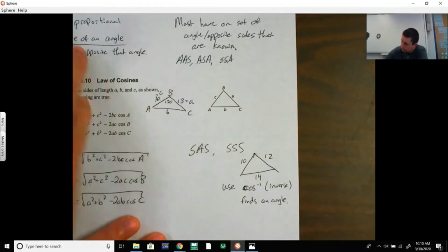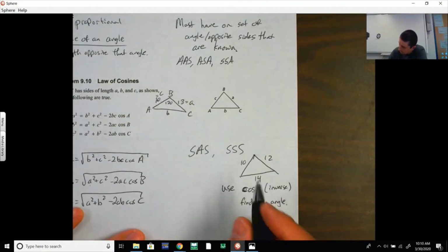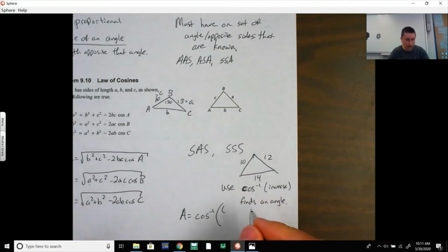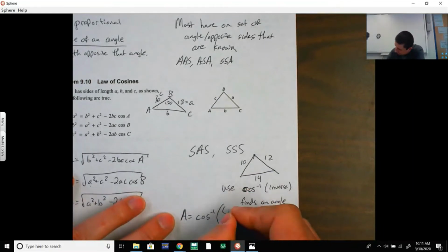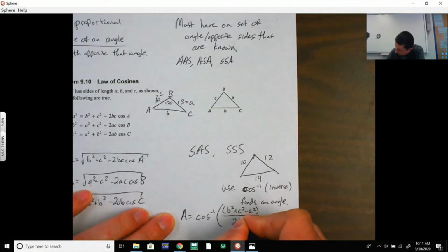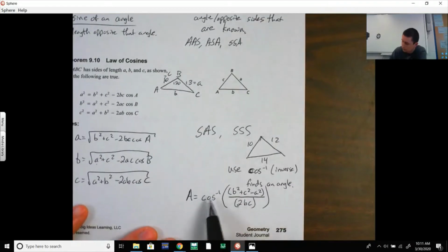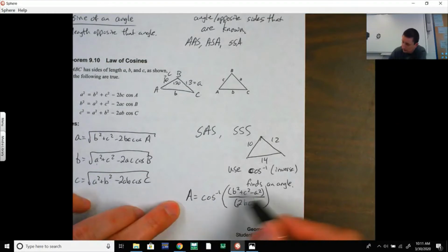And you'll need these formulas here. So if you're looking for angle A, you will have to use this function right here, and then everything in front of it will be used like this. This is going to be b squared plus c squared minus a squared on top, divided by 2bc on the bottom. So we'll use that inverse cosine function and these three values. Notice the a is opposite the angle that you're looking for.